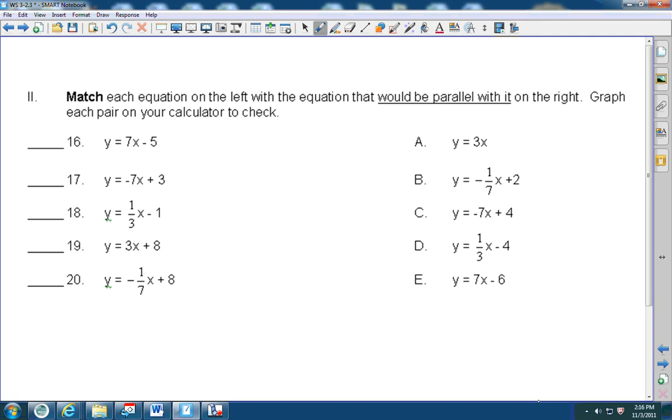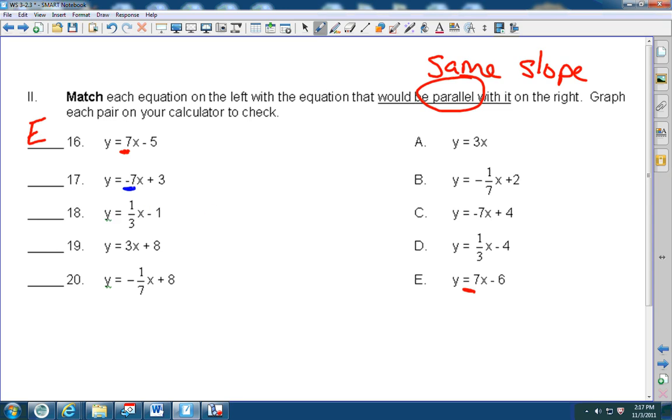All right, here's another one. Take a minute and try to figure out what the answers are. Well, here, the slopes have to be the same. If they're parallel, they have the same slope. So I have 7 and 7. You should have gotten E.